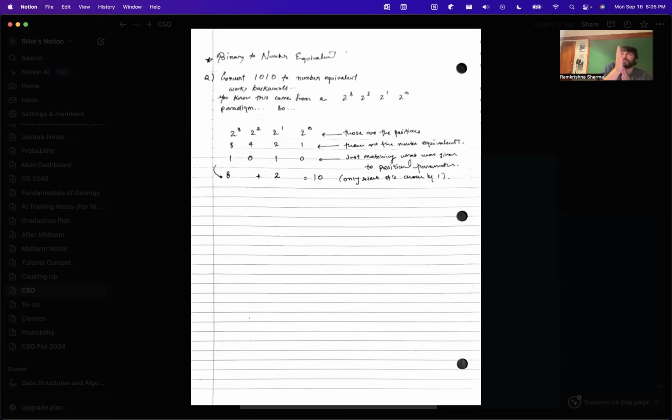So if there's a 1 underneath 2 to the 2, that's a part of my addition. Everything with a 0 was not a part of my addition, so screw it. In this particular case, 2 to the 0, 2 to the 1, 2 to the 2, 2 to the 3. Well, this 8 was a part of my addition, so I'm going to do 8. This was part of my addition, so I'll do 2. And so I guess my number is 10.